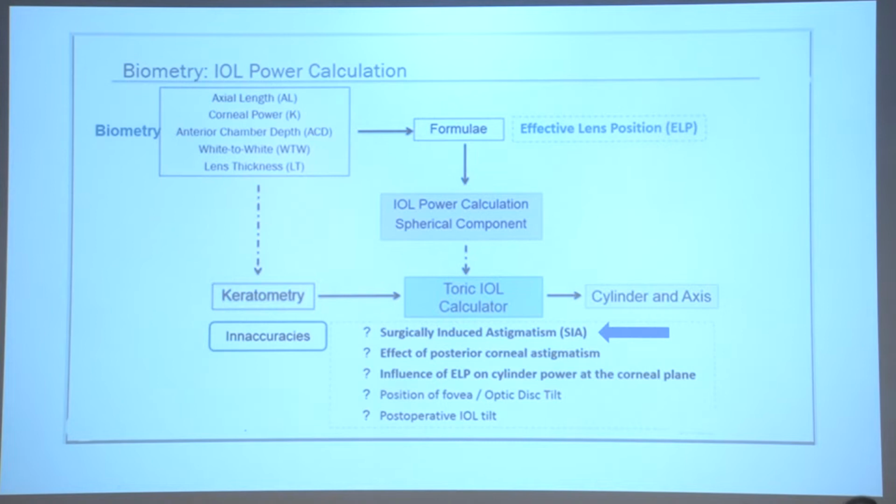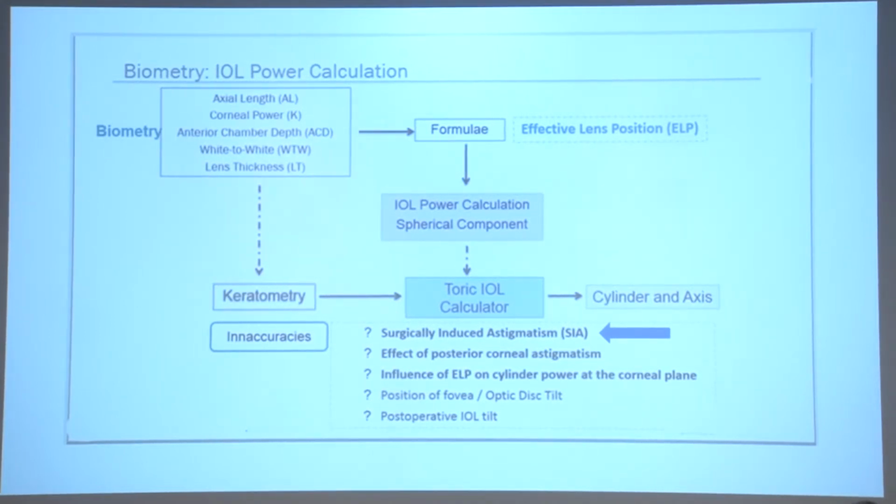So where we were lacking was a little bit of understanding about the SIA, surgically induced astigmatism. We were lacking understanding of the effect of posterior corneal astigmatism, the influence of effective lens position on cylindrical power at the corneal plane, position of fovea, optic disc tilt, and the postoperative IOL tilt. We will go into detail on each of them.